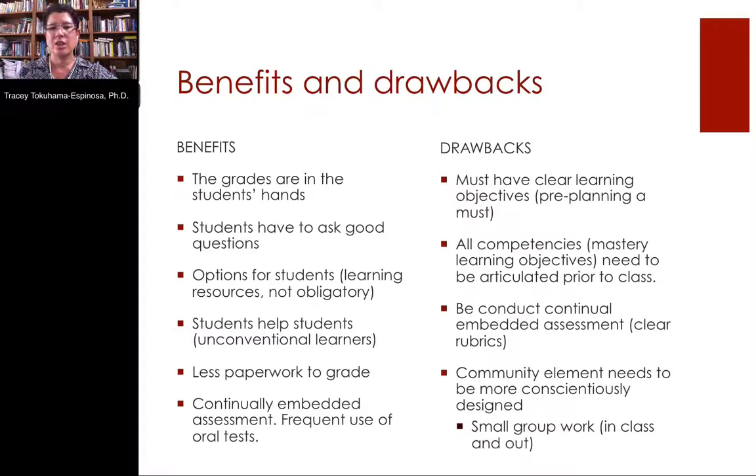This also means that a teacher has to have multiple layered objectives planned. So how do you reach mastery? Well, there are several different ways that you can reach mastery. What are those different levels, and what are the different tools or ways that a student can reach that? A drawback to this, and in many teachers this is where they stop, is that there's a lot of front-end preparation to this.